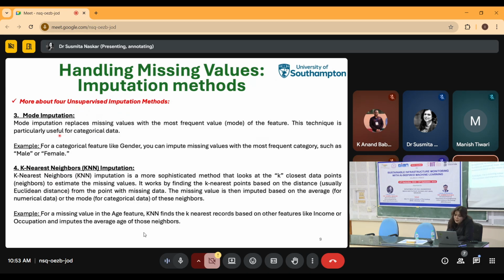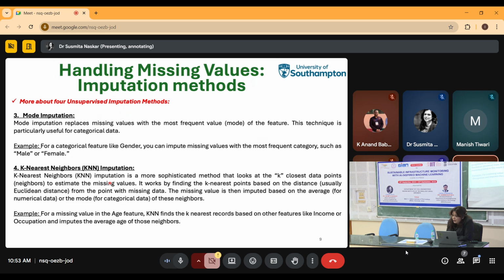Then another important one is k nearest neighbors, or KNN imputation. This is also another kind of unsupervised imputation method. In this case, for each incomplete row, we have to find the most similar rows, right? And then borrow their values for the missing row: the mean for numerics or the mode for categorical. So that's the way we do that.